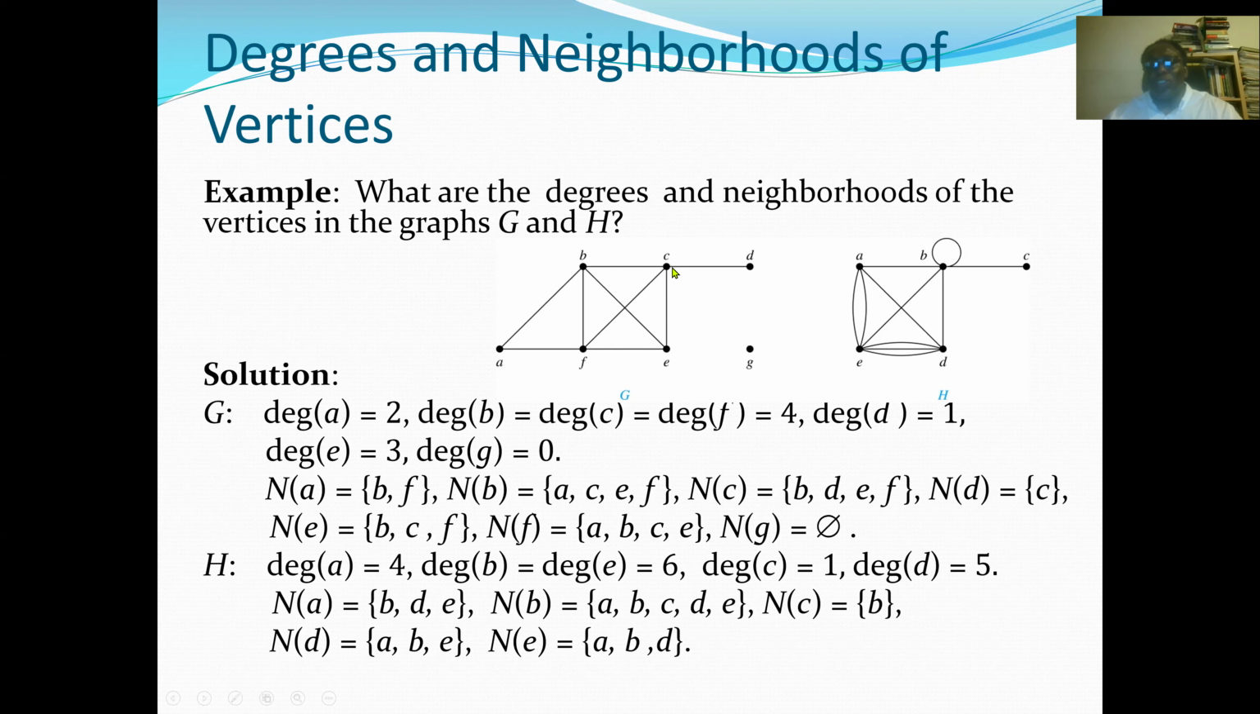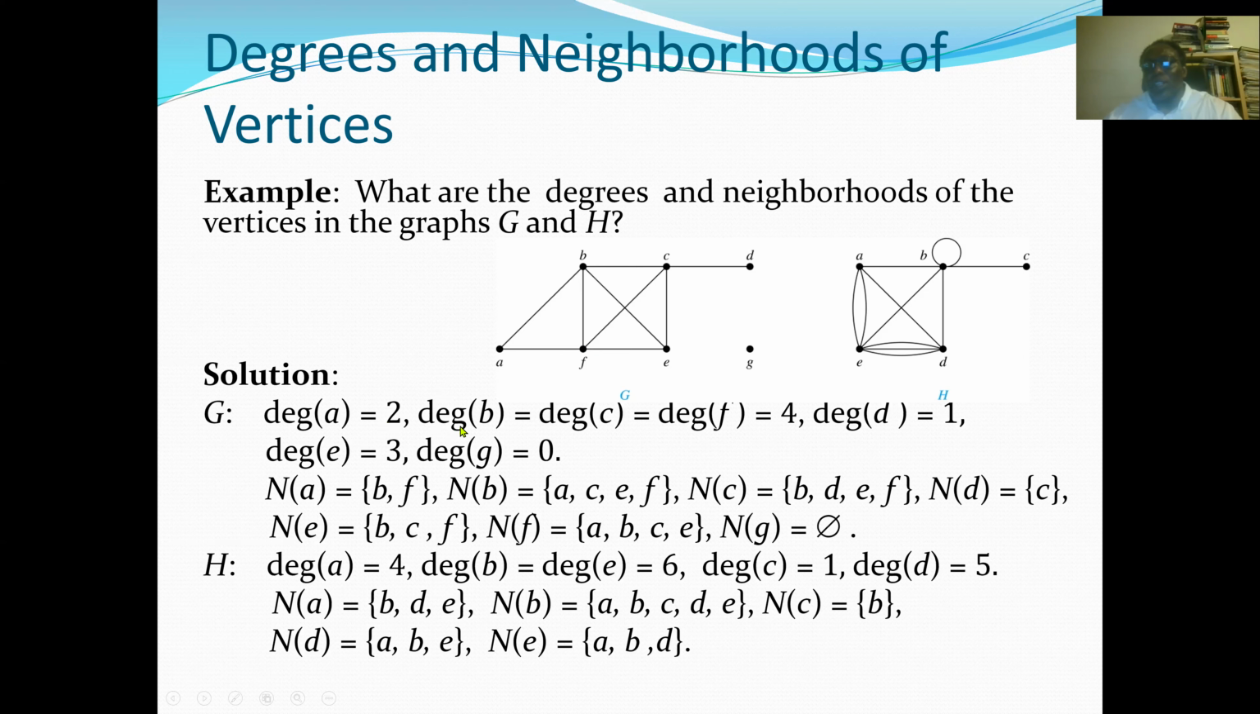So let's go first. We are going to start with what is the degree of a vertex A from G. We say it's 2. Why? Let's look at A. A has an edge towards F, and A has another edge towards B. So A has only 2 edges, so the degree is 2.